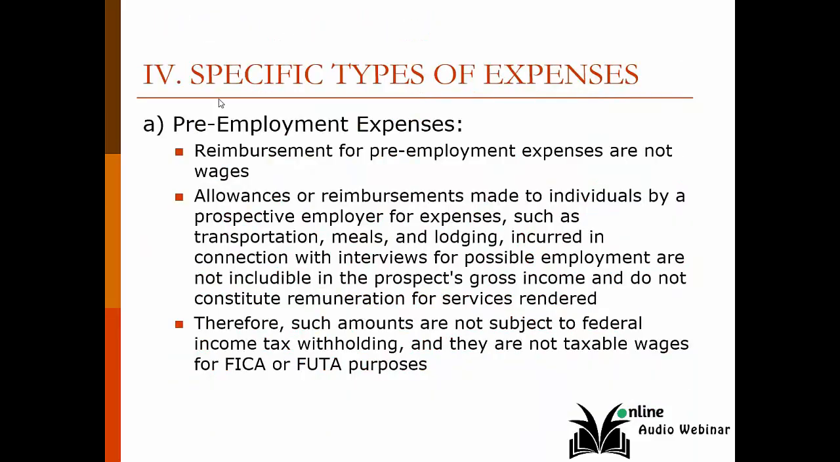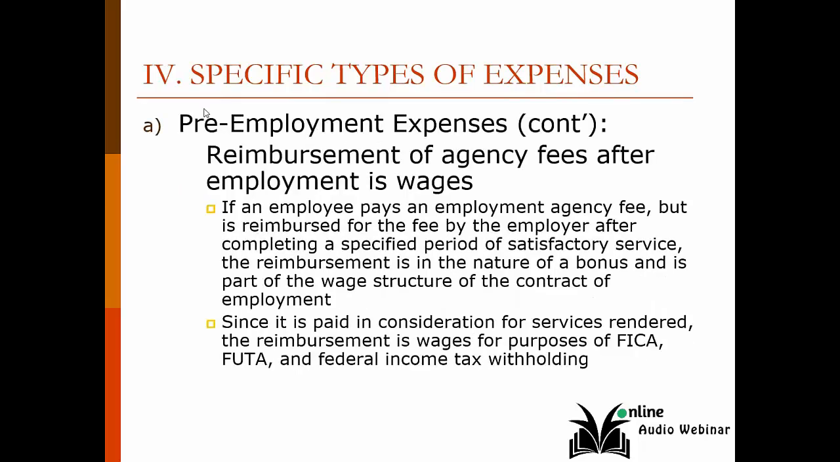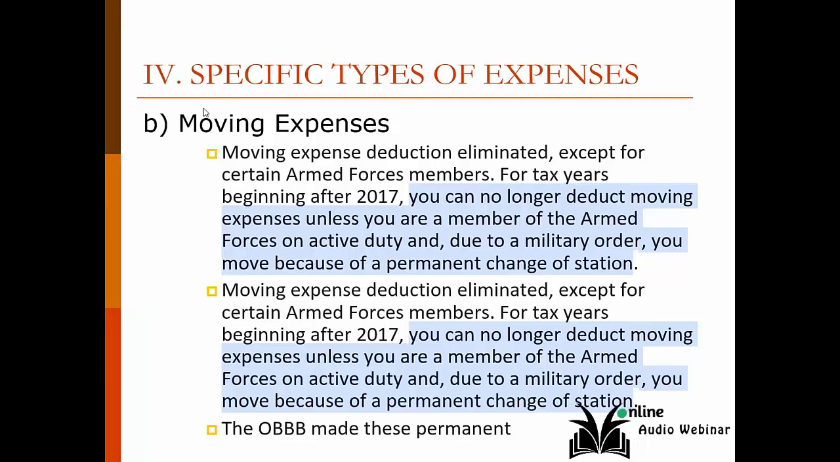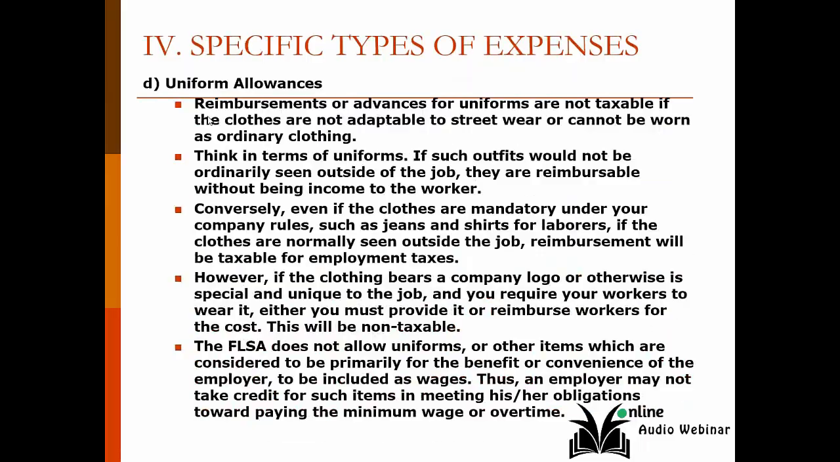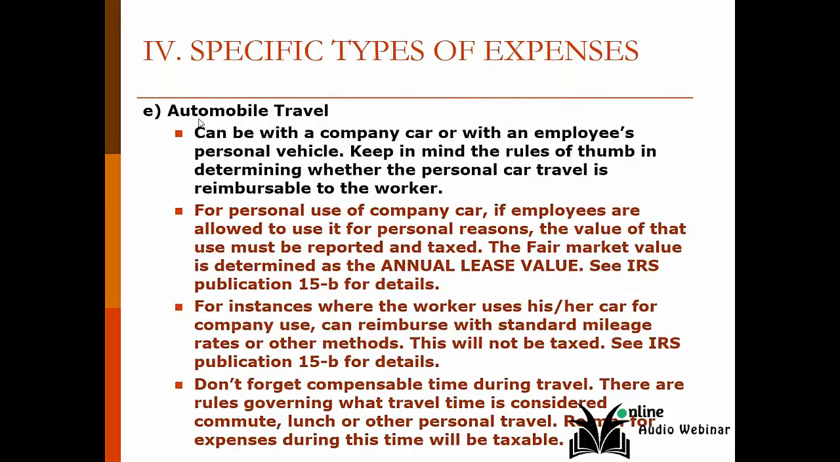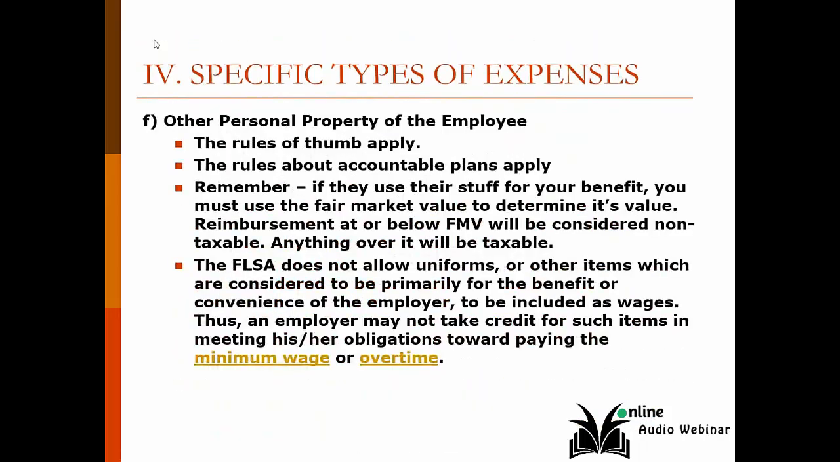Expense reimbursement rules of thumb: some specific types of expenses and the rules that apply to them, pre-employment expenses, agency fees. After 2017, you can no longer deduct moving expenses unless you're a member of the armed forces on active duty. Meals and entertainment. Let's talk about uniform allowances, and this comes from the Fair Labor Standards Act. Automobile travel. All right, personal property of the employee.